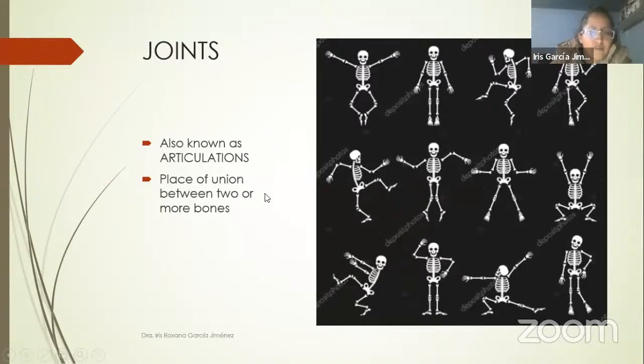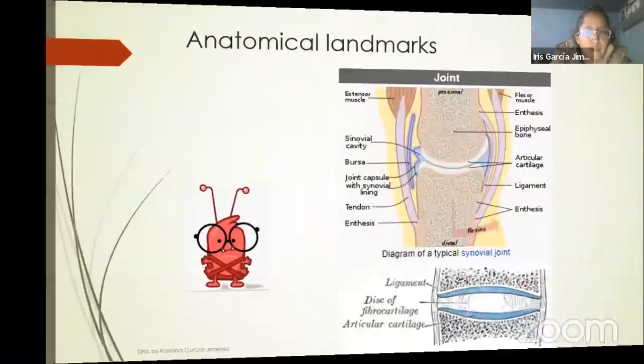Talking about joints, we have to consider that they are also known as articulations. It's the place of union between two or more bones. We all know everything about it. We all know the definition.